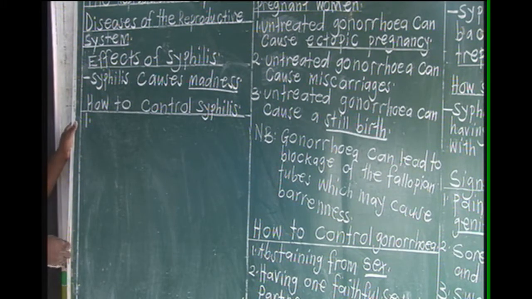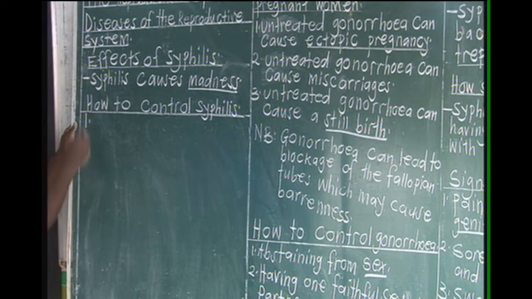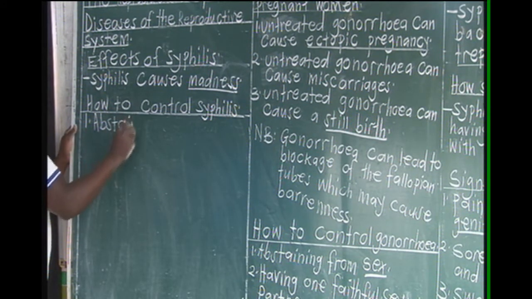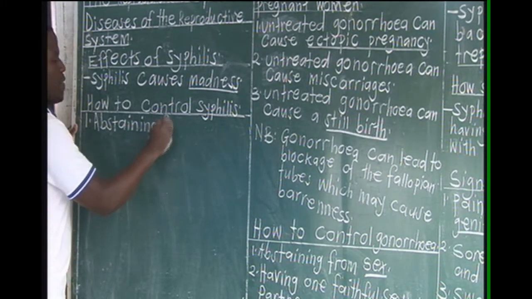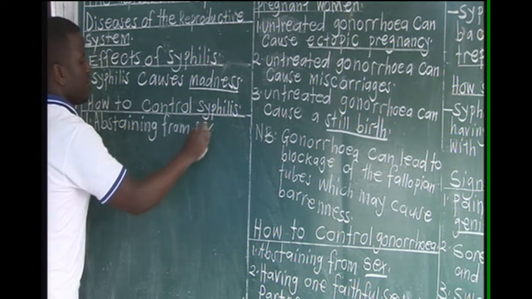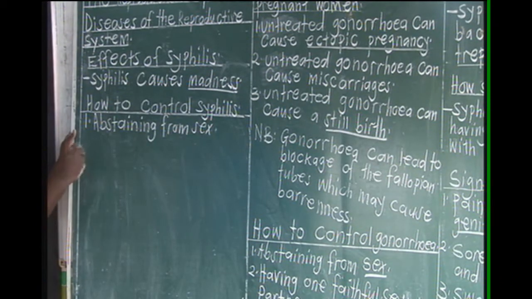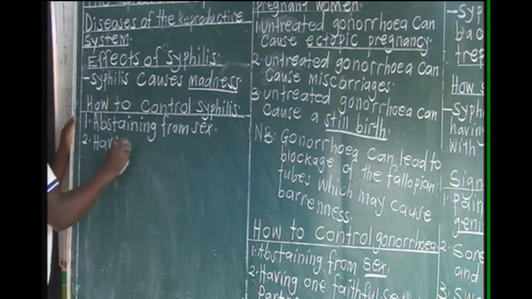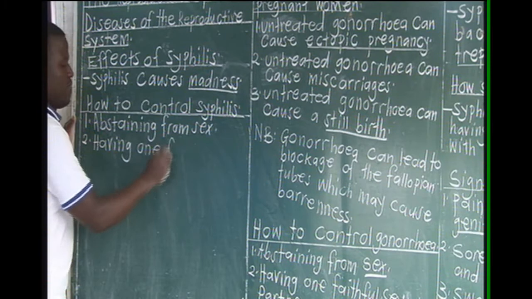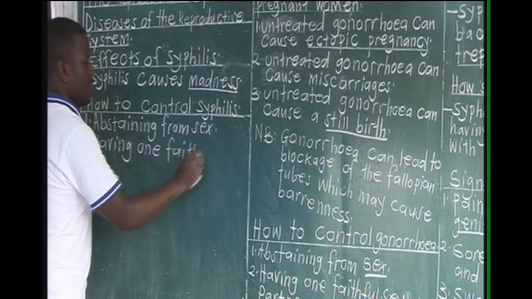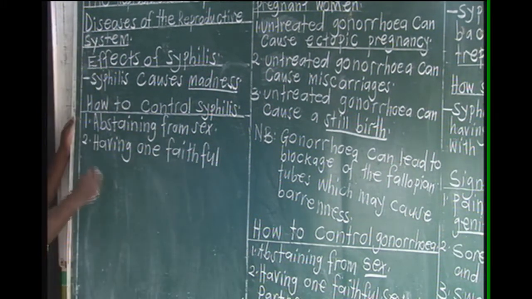One is by abstaining from sex. By abstaining from sex. Number two is having one faithful sexual partner. Having one faithful sexual partner.